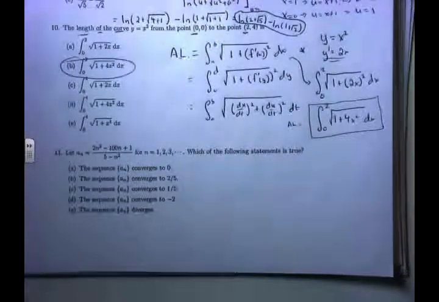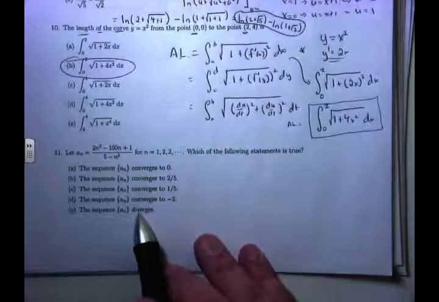Number 11. a_n is equal to this sequence. Chapter 4 stuff. Chapter 8, test 4 stuff. Here we go. a_n equals (2n squared minus 100n plus 1) over (5 minus n squared) for n equals 1, 2, 3. Which of the statements is true? And what's the question? Convergence, divergence.